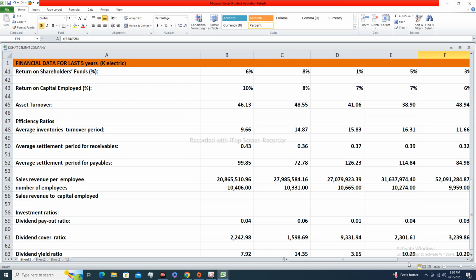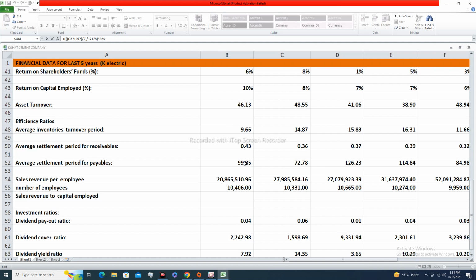And then we have the average settlement period for payables. In this we first add the average payables from this year and the past year, divide by 2, and then divide by credit purchases. After calculating this, we also have to multiply by 365, because it is related to 1 year.